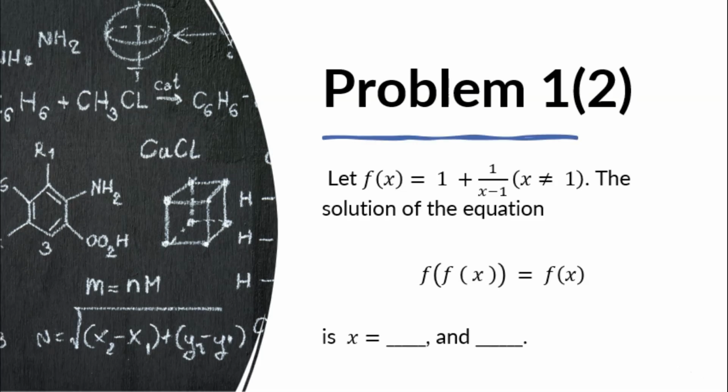Let f of x equal 1 plus 1 over x minus 1, where x is not equal to 1. This condition is to make sure that we do not have 0 as a denominator here. The solution of the equation f of f of x equals f of x is x equals blank and blank. So it's looking for two solutions to this equation.